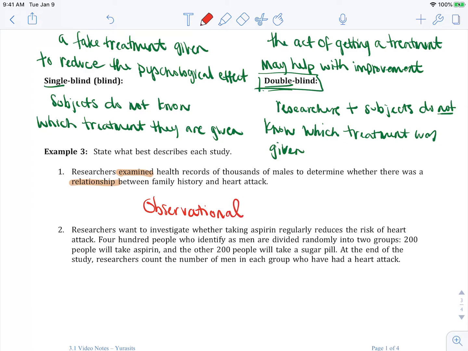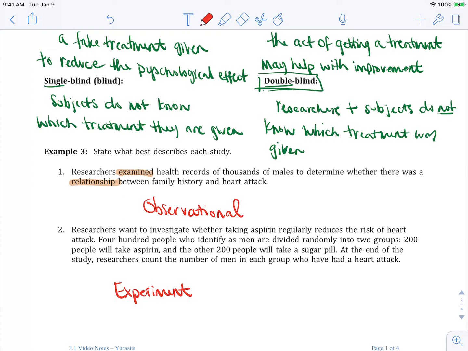Okay, so 2 says, researchers want to investigate whether taking aspirin regularly reduces the risk of heart attack. 400 people who identify as men are divided randomly into 2 groups. 200 people will take aspirin. So I could stop right there, right? You're introducing a treatment. But let's keep reading because it's interesting. And the other 200 people will take a sugar pill. At the end of the study, researchers count the number of men in each group who have had a heart attack. So this would be experiment.